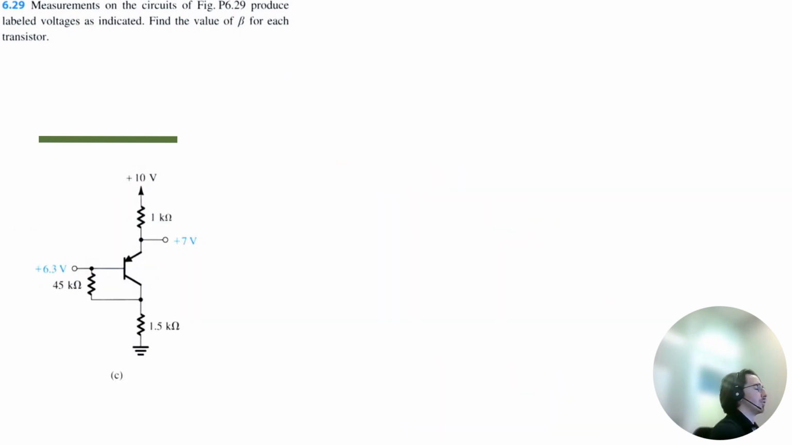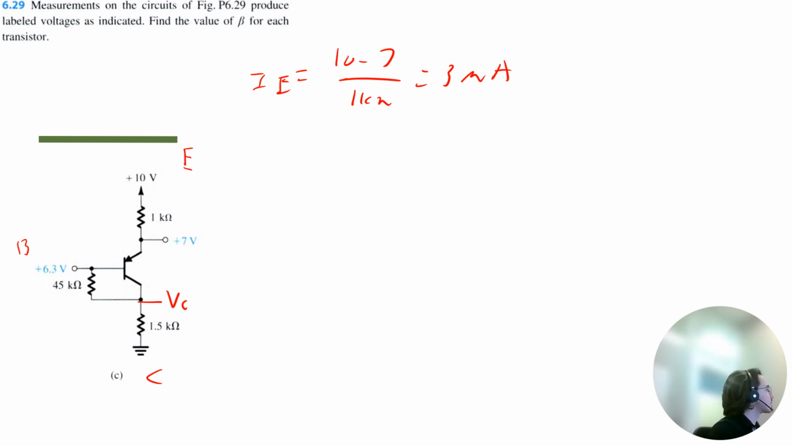All right, let's solve the final circuit. This is a pretty similar setup to the last circuit, except I'm missing my voltage here, my collector voltage. This is still emitter, base, and collector. This one I'm given my emitter voltage, so I can solve for my emitter current. 10 minus 7 divided by 1 kilo ohms is equal to 3 milliamps. So how can I solve for this collector voltage because I really need that.